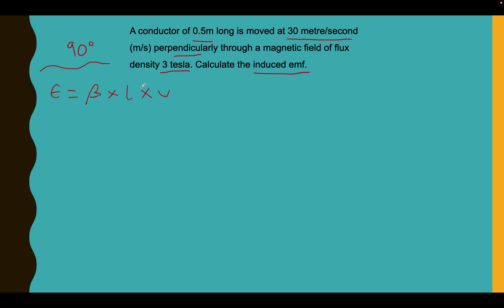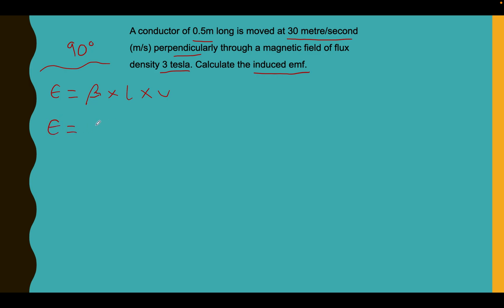Right, okay. So let's see if we can just check our values. 0.5 meters. Meters is a base value for length. Perfect. 30 meters per second, which is the velocity the conductor is traveling through the field. Meters is the base unit. Perfect. No problem. And we're going perpendicularly at a right angle. Doesn't make a difference to this. I'm just making you aware of that. And then the flux density of the magnetic field is 3 Tesla. Right, let's punch some values in and get this done.